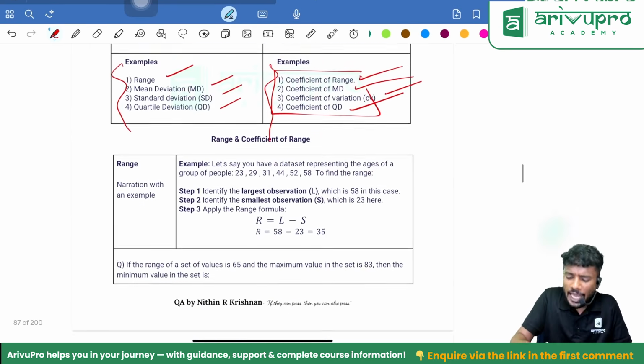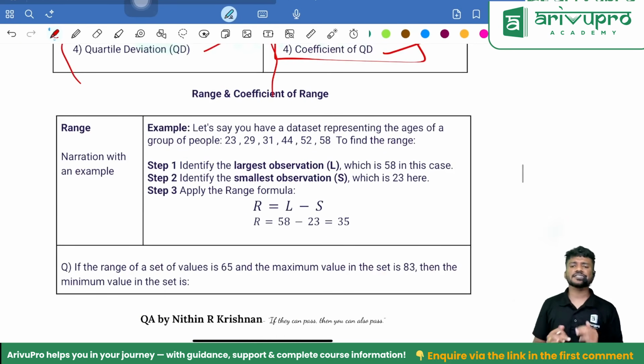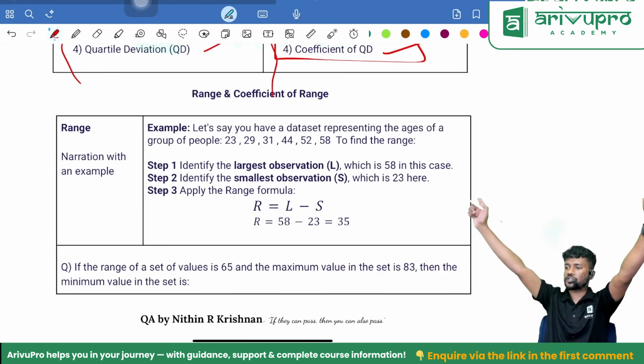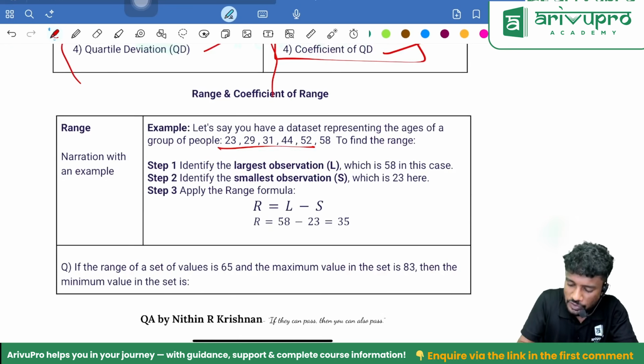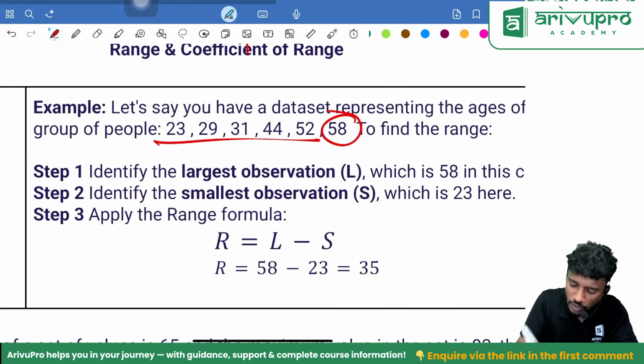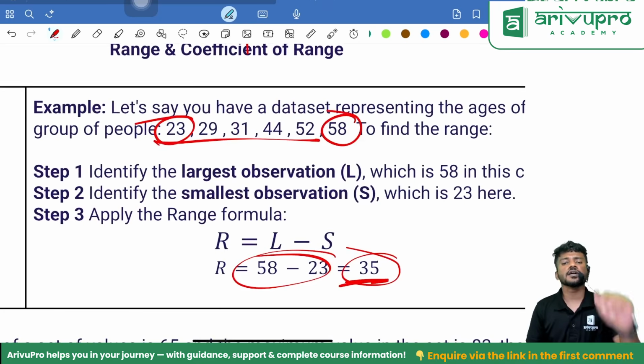Now range. Have you heard about range? Range is nothing but largest minus smallest. From this set, what is the range now? Largest value is what? 58. Smallest value is what? 23. So range is how much now? 58 minus 23, that is 35.